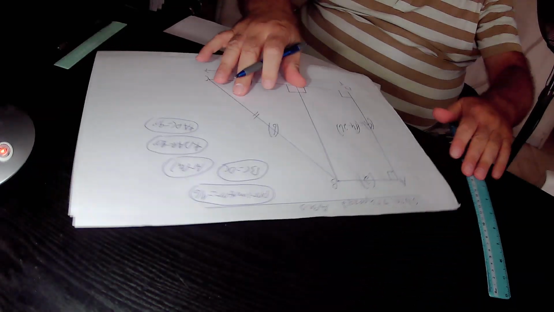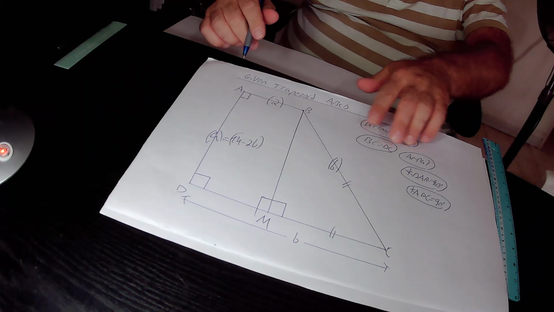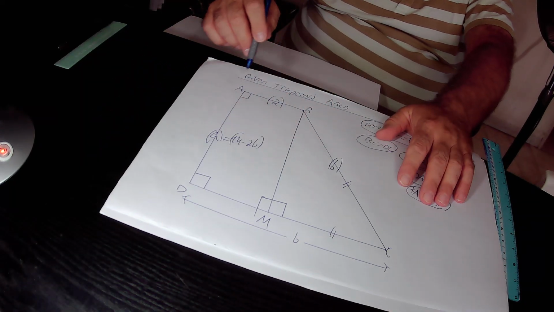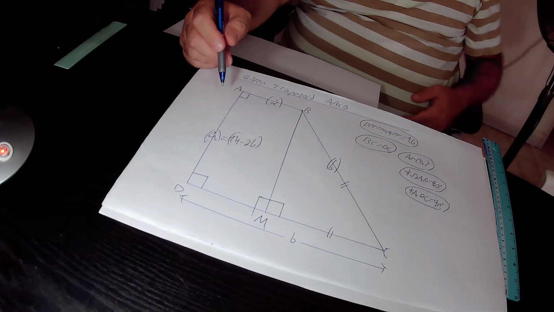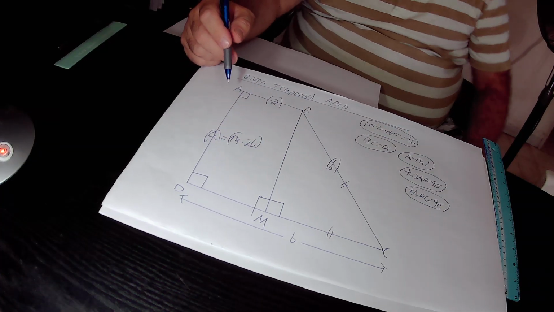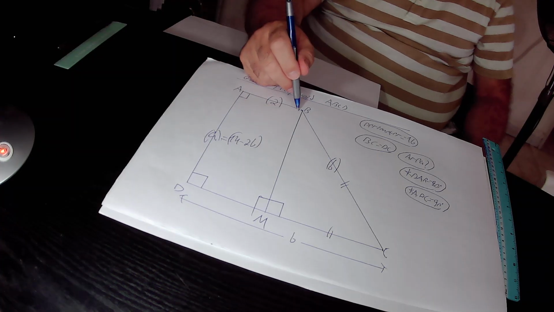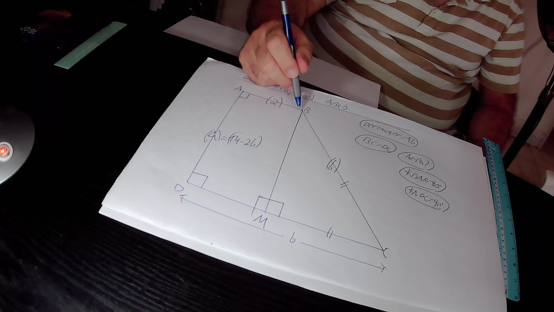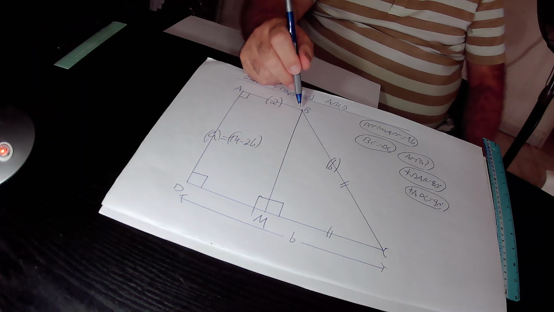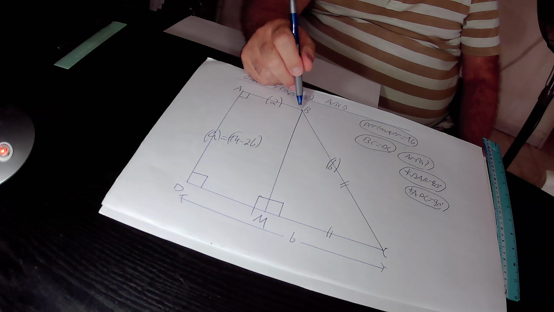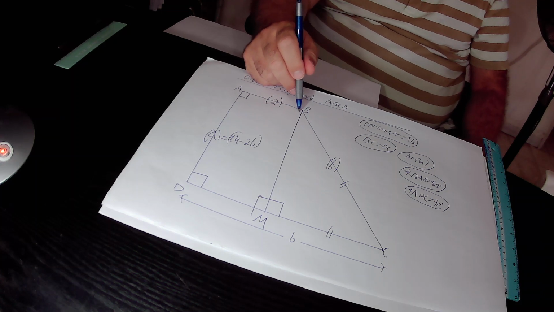By doing this construction, we get quadrilateral ABMD. Inside this quadrilateral ABMD, we have 1, 2, 3 right angles. The sum of 3 right angles is 270 degrees. So 270 degrees plus the size of this fourth angle, in total they must be equal to 360 degrees according to the rule that says that the sum of the angles in any quadrilateral is equal to 360 degrees. Therefore this fourth angle must be equal to 90 degrees in its size.